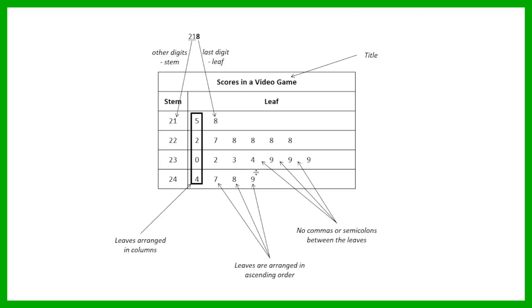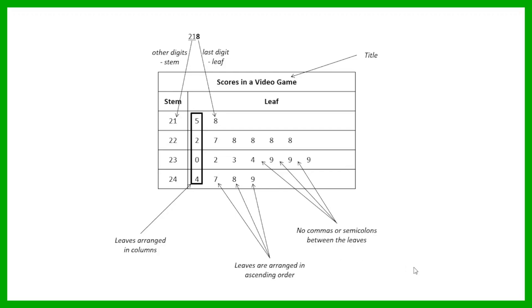And finally, you need to make sure that your leaves are arranged in columns. This is very important. Otherwise, you don't get the benefit of it being like a bar graph. Because if it's not arranged in columns, you won't be able to judge based on the space that they take up to see what their frequency is in comparison to the other groups in the stem and leaf plot. So those are the rules that we need to follow when we are making a stem and leaf plot.